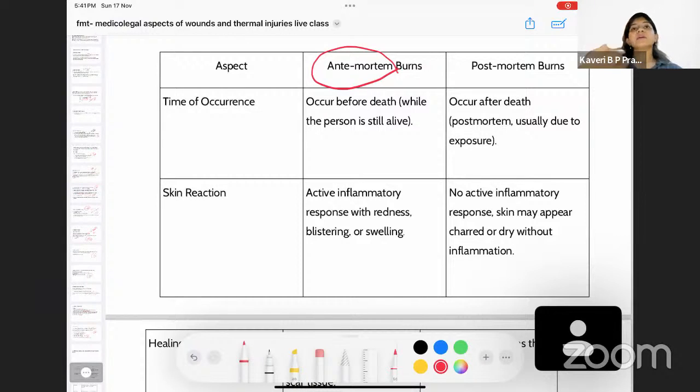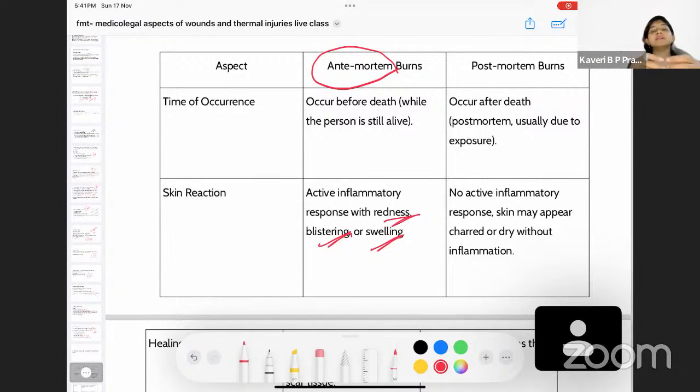And because the person is still living, all his inflammatory response, everything is still active. All the vital reactions are active, because of which there is going to be redness, blistering, as well as swelling seen. Coming to the postmortem burns that occur after death. And why could it occur after death?